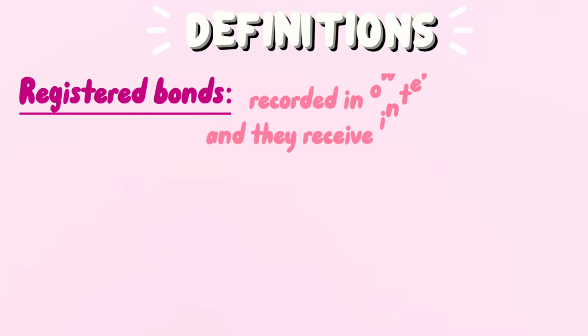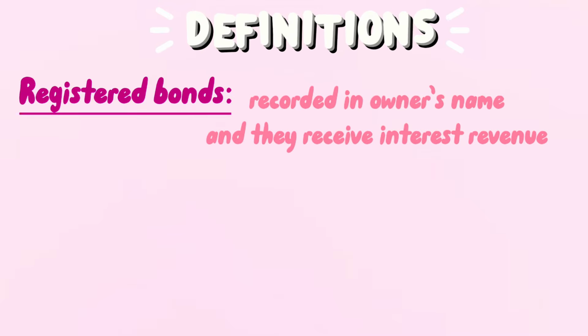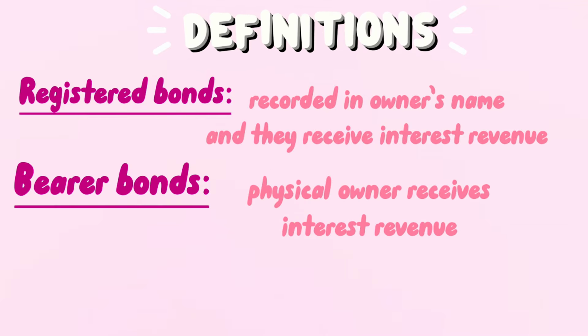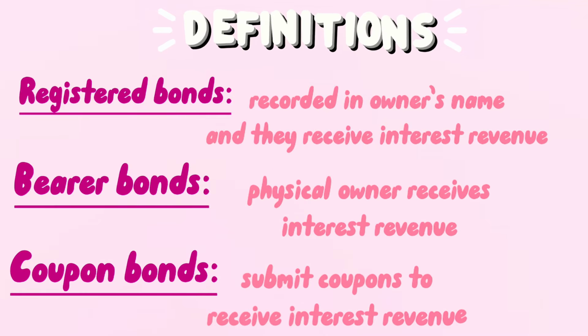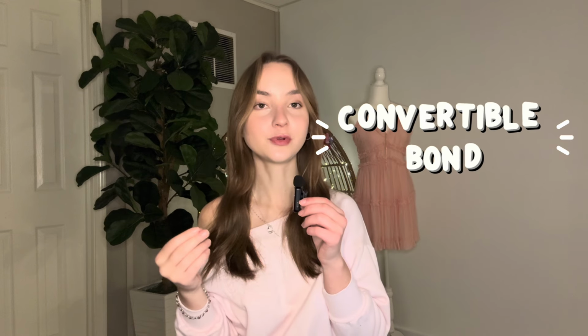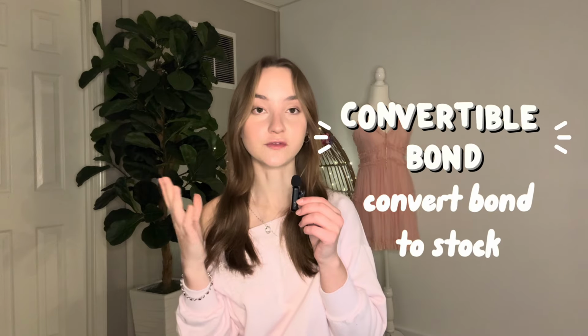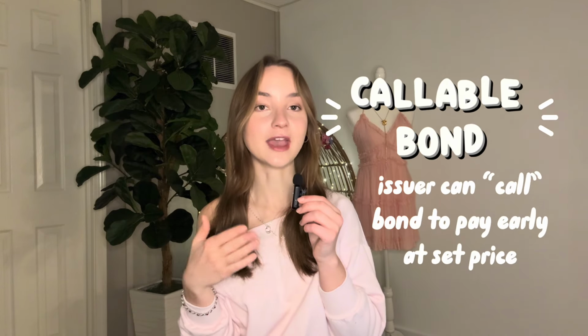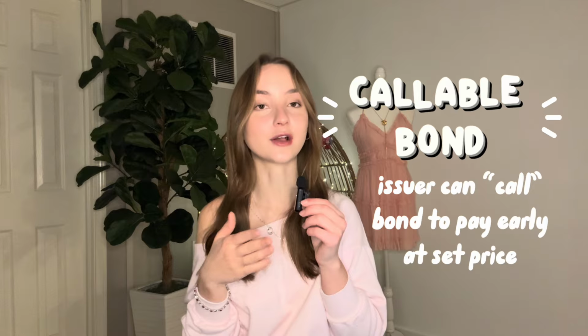Registered bonds will be recorded in the owner's names and they are directly receiving those interest payments. Bearer bonds means whoever holds the bond physically gets the interest payments. Coupon bonds have detachable coupons on those bonds, so the bondholder can submit those coupons to receive interest. A convertible bond enables a bondholder to convert their bonds into stock. Callable bonds enable the issuer to pay off the bond early at a set call price.